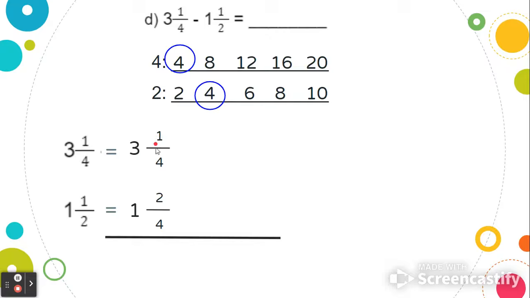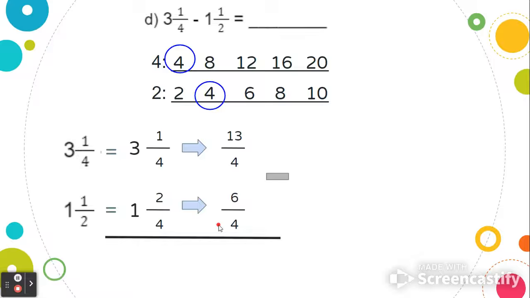So what we're going to do is rewrite 3 and 1/4 so that the numerator on top is larger. To do that, we multiply the denominator 4 times the whole number 3. 4 times 3 is 12. And then we add the leftover numerator 1. So we had 4 times 3 is 12, plus 1 is 13. The denominator 4 stays the same. 13 is our numerator. We're going to do the same thing with our second fraction. We have 4 times 1 is 4, plus 2 is 6. So our numerator is 6, our denominator 4 stays the same.